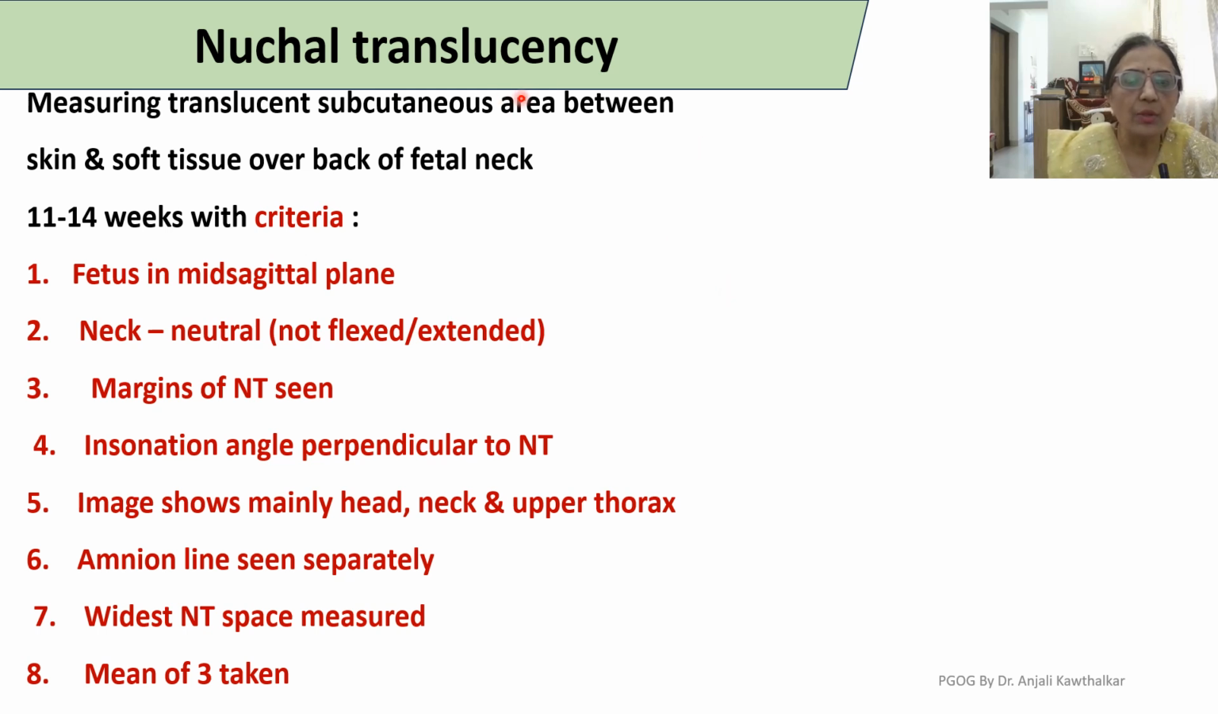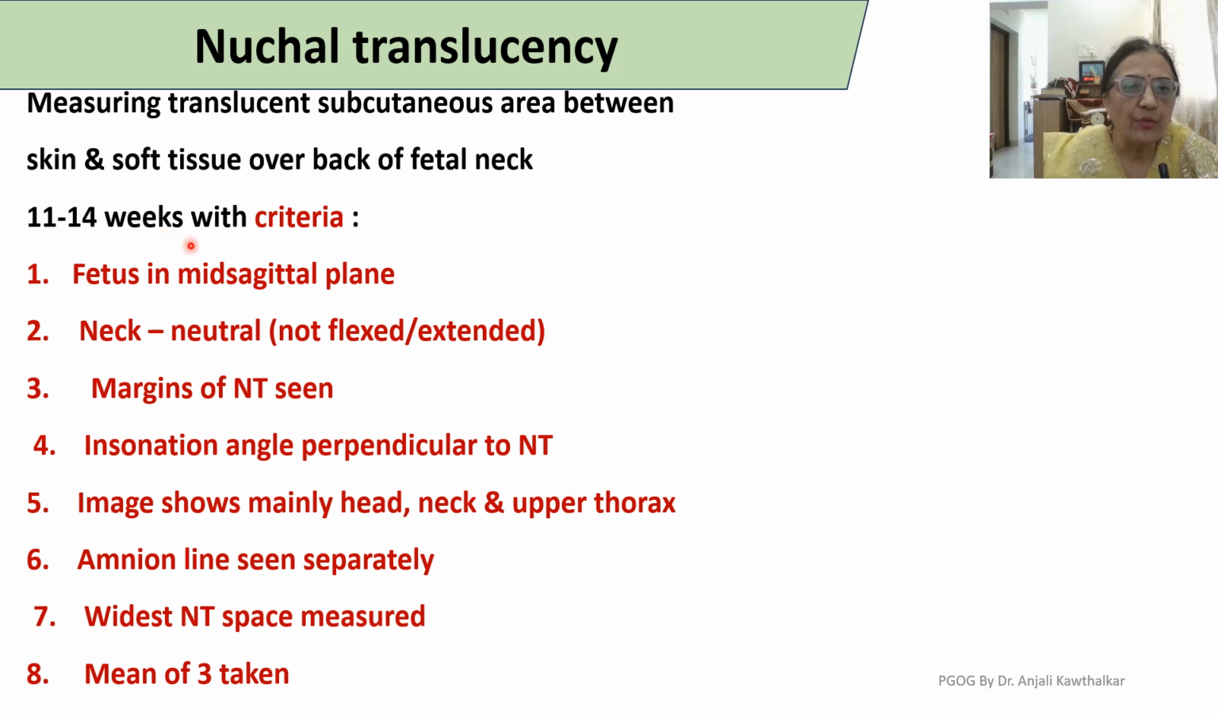Now we'll discuss the nuchal translucency. It is measuring the translucent subcutaneous area between skin and soft tissue over the back of the fetal neck. At the back of the fetal neck, transiently for a few weeks there is a collection of lymph. When you measure that, that is nuchal translucency. This collection of fluid or lymph between the skin and soft tissue over the back of the fetal neck gives this translucent finding. This is called nuchal translucency.